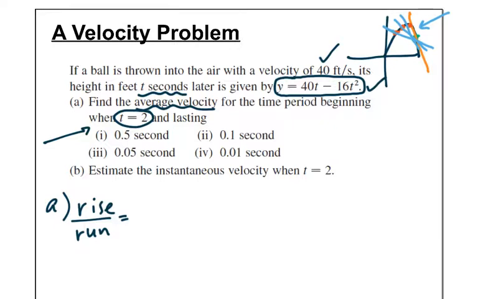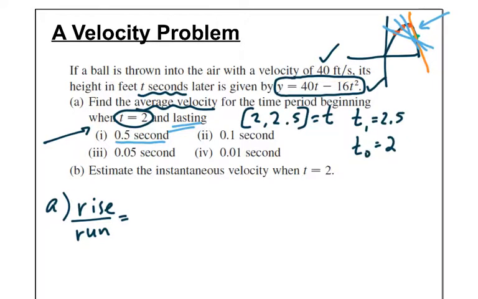So I'm trying to figure out when I'm beginning at t equals 2 and I'm lasting. Here's your tricky word, guys. When you're lasting, that means if you're lasting 0.5 seconds, you're starting at 2 seconds and going all the way to 2.5 seconds. There's your interval for t. That means t sub 1 could be equal to 2.5 and t sub 0 could be equal to 2. So it goes on an interval from 2 to 2.5.